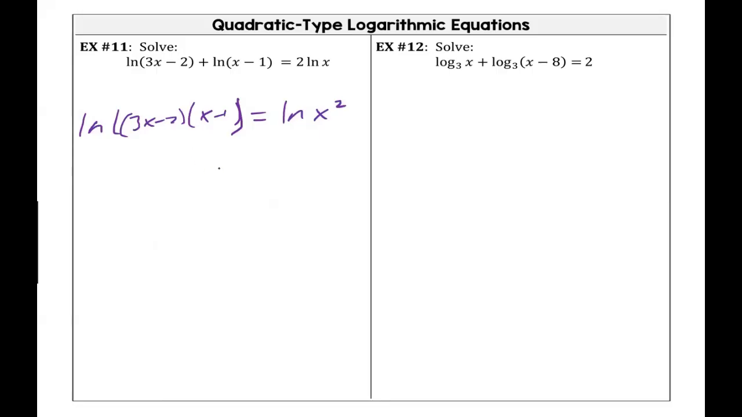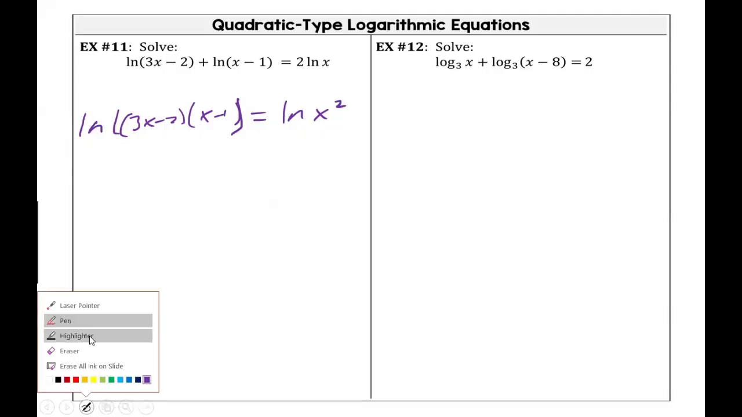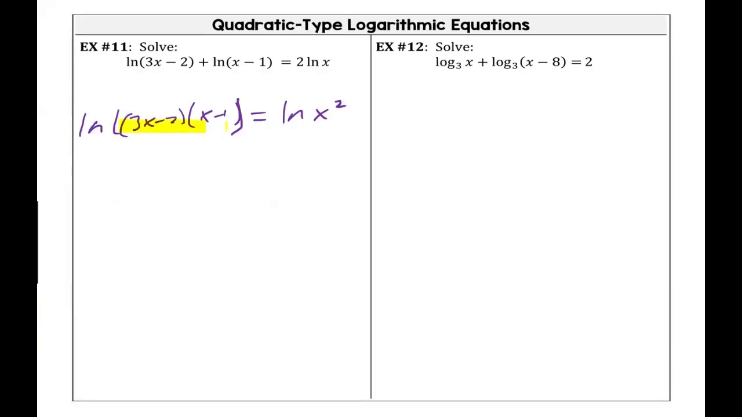Now that you have a log on both sides, all you're focusing on are the arguments. All you care about now is the arguments. And for your arguments, you have 3x minus 2 times x minus 1 equals x squared.